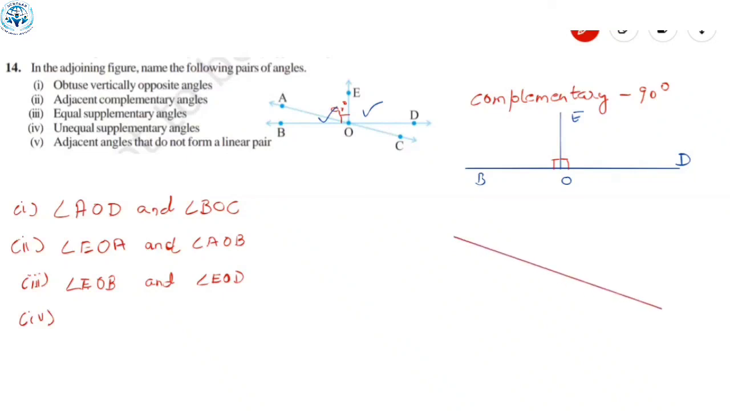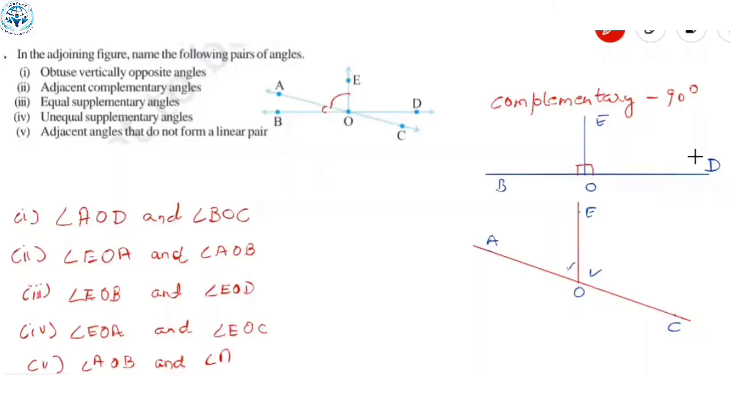Now let's find out unequal supplementary angles. That means the sum is 180 degree, but they are not equal. Let's redraw the figure. A part of the figure is redrawn to know the unequal supplementary angles. The whole angle is equal to 180 degree, but the two angles are not equal. So, these are EOA and EOC, unequal supplementary angles.